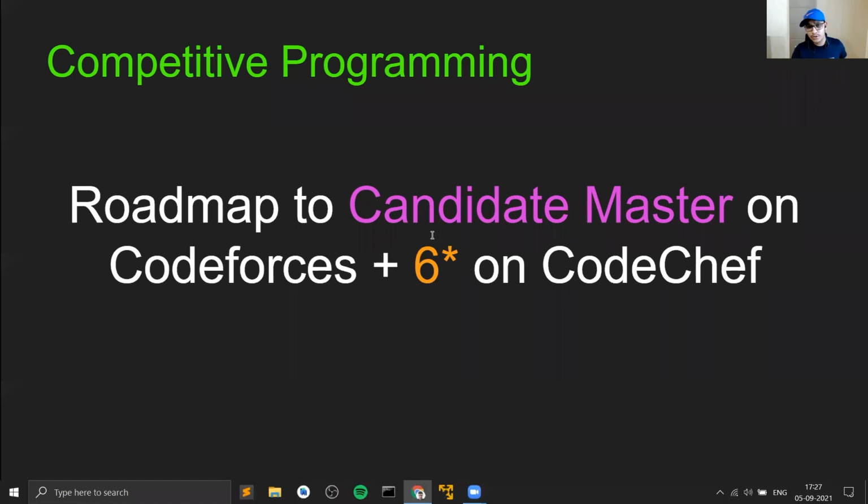Is there any book that you would suggest? I wouldn't recommend any books for competitive programming, YouTube videos. There is a website called CP Algorithms. Let me just write it here. So there is this website called CP Algorithms that you guys can refer to. This is a great website. This is mostly like a book only, but it is not a literal book.